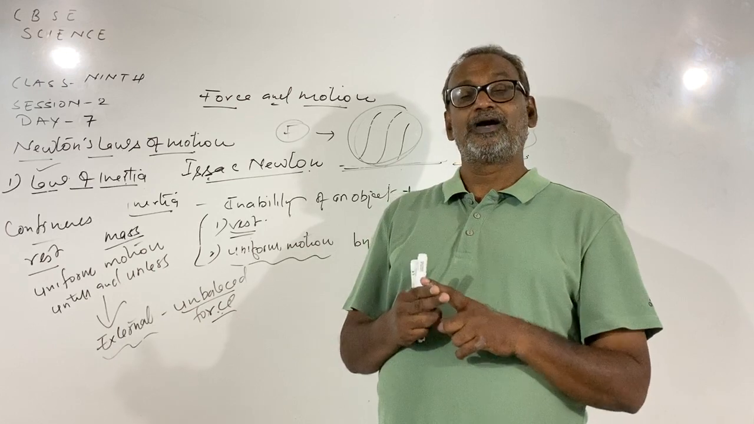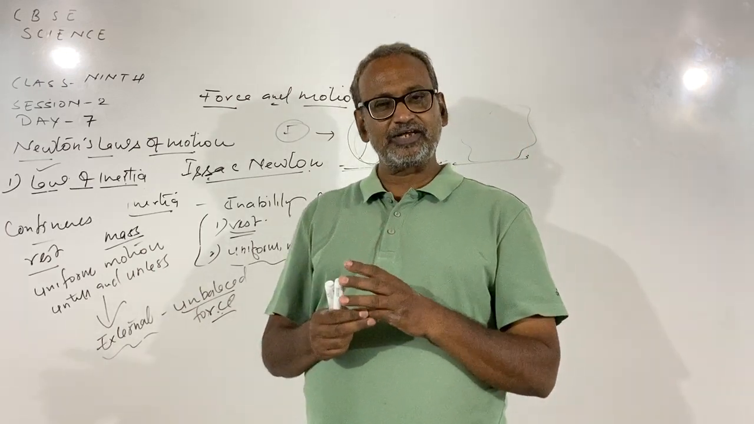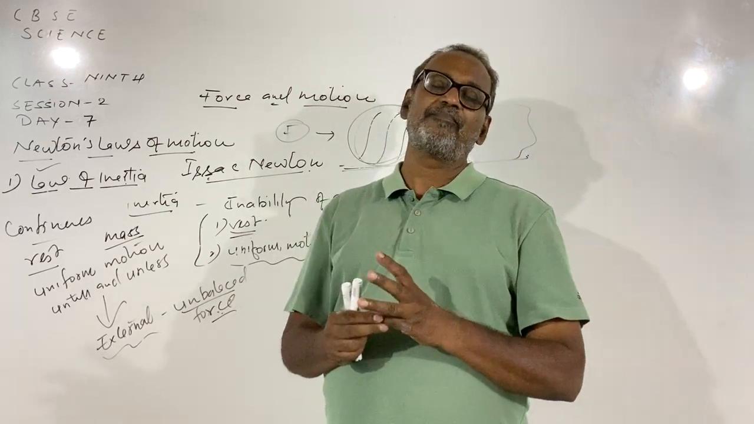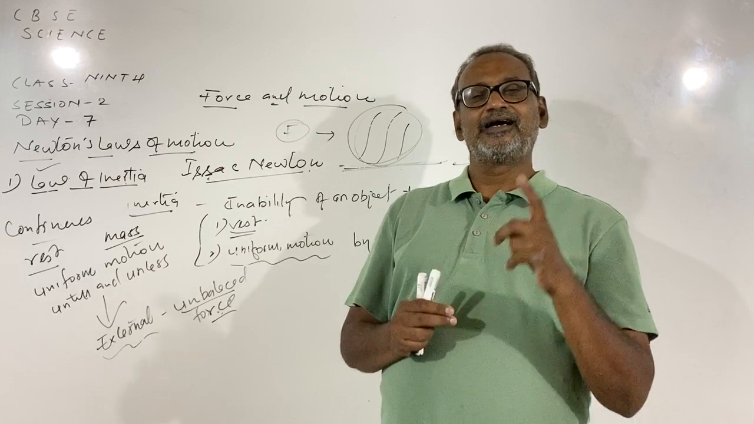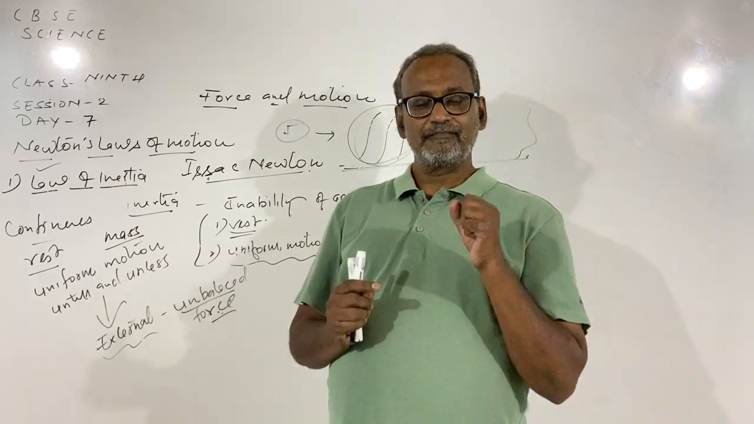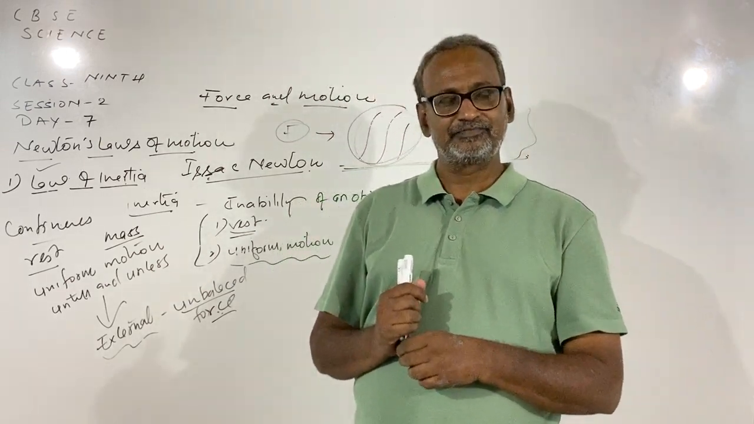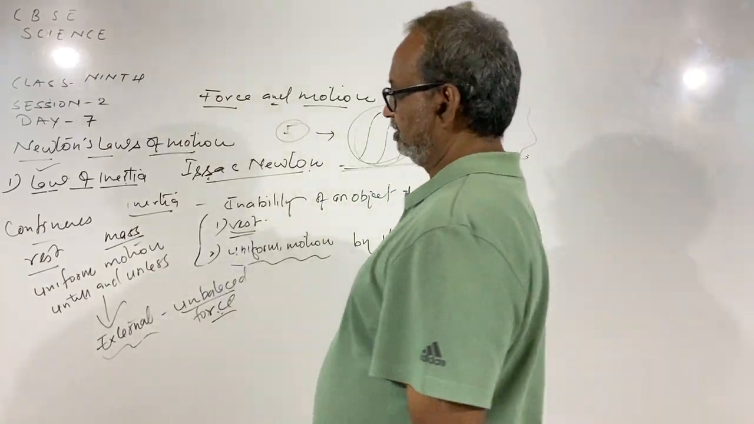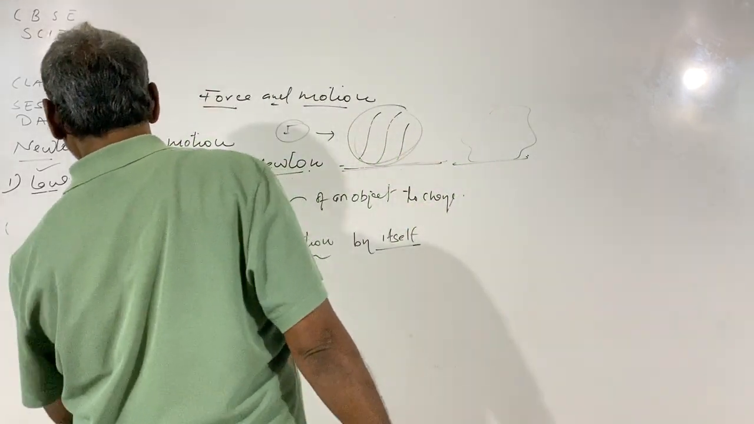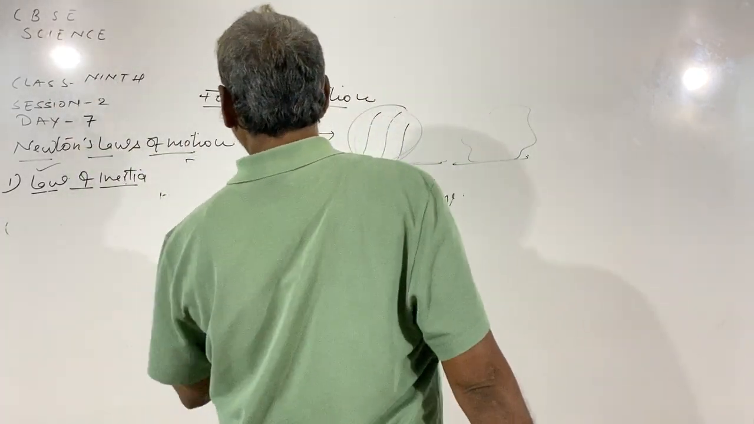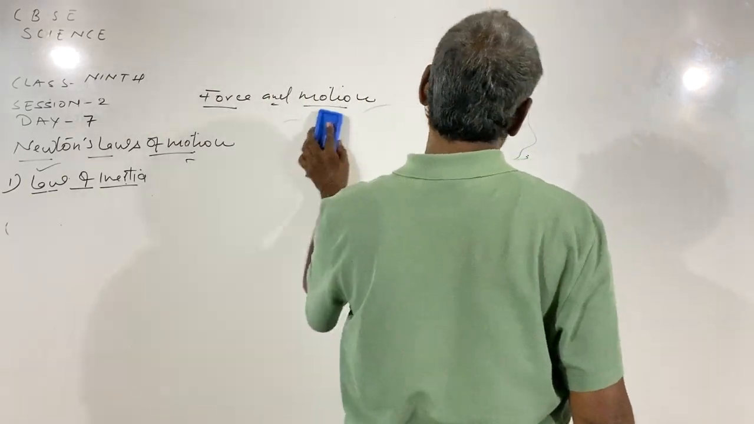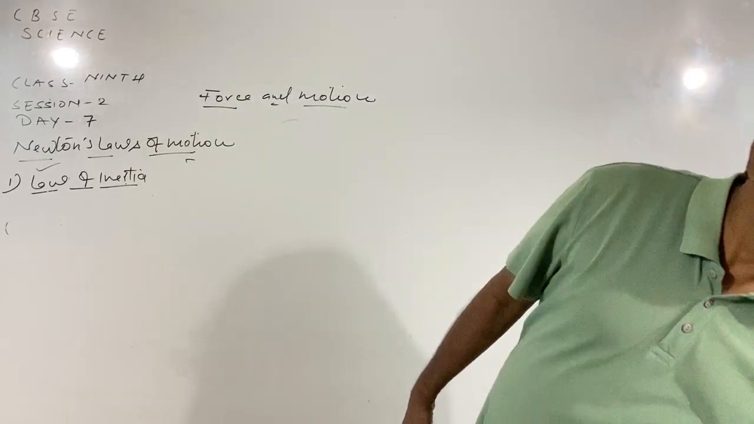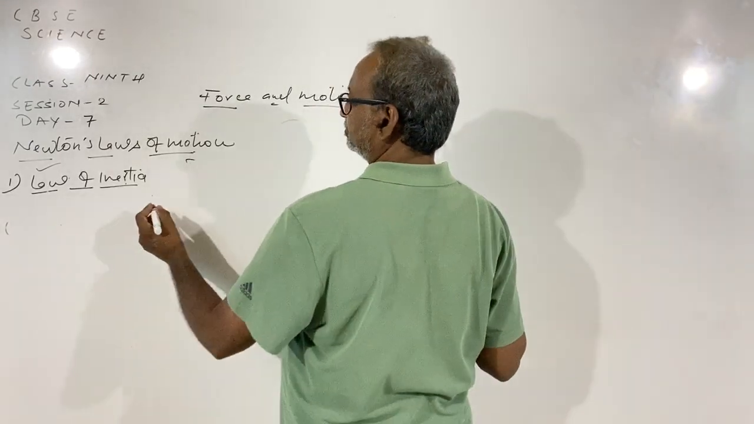एक बॉडी अपने आप अपनी रेस्ट की स्टेट को नहीं चेंज कर सकती, ना वो अपनी स्पीड को चेंज कर सकती, ना वो अपनी डायरेक्शन को चेंज कर सकती, जब तक कि उस पर कोई बाहर से फोर्स ना लगाया जाए. Now we shall illustrate Newton's first law of motion. The first illustration is inertia of rest.